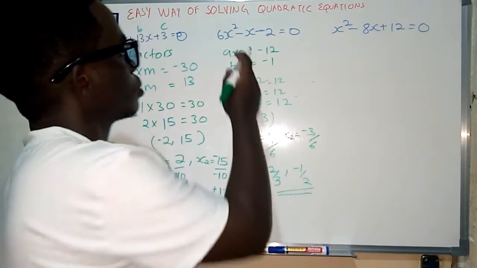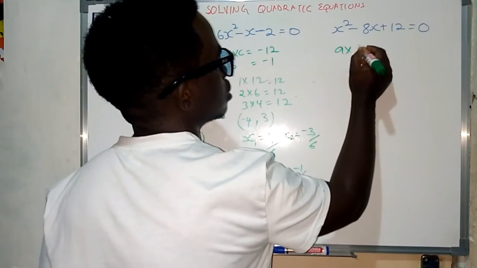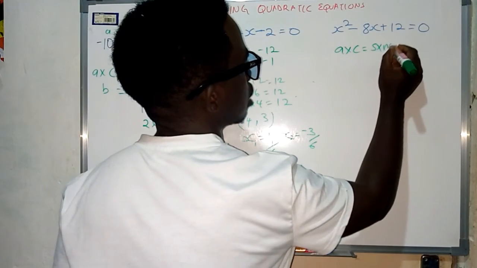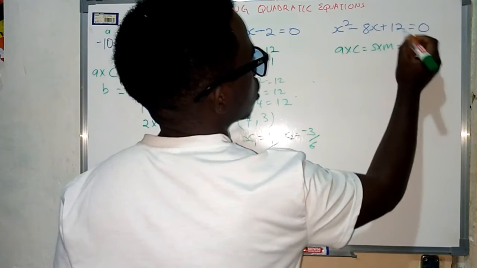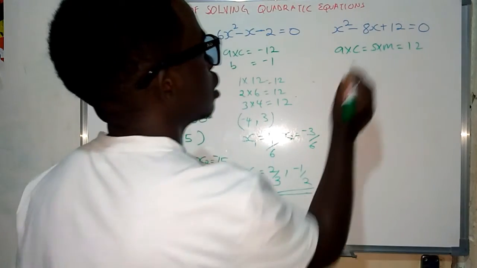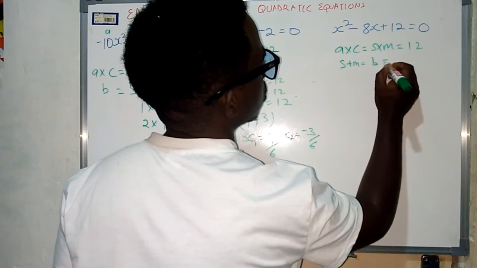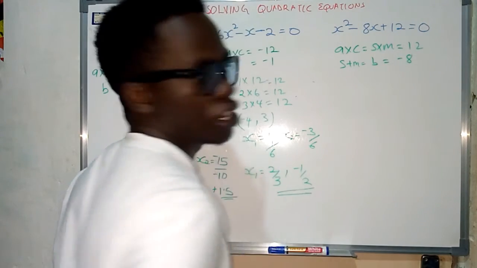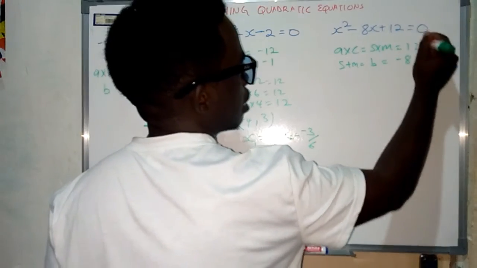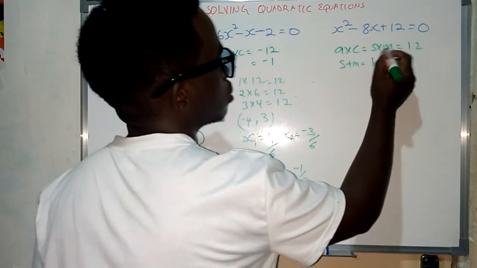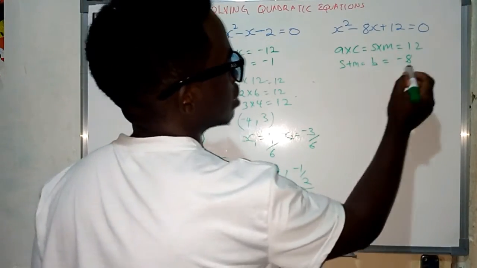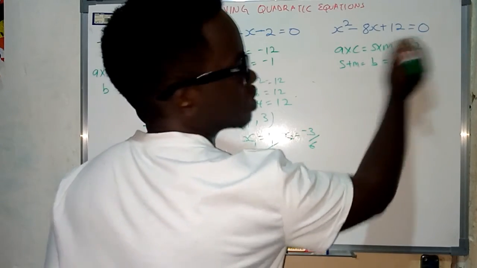For this third one, I'm going to use the same method. A times c, the product, is 1 times 12, which is 12. Now the sum, which is b, is negative 8. I look for two numbers which, when multiplied, I get 12, and if I add the two numbers, I get negative 8. So I'm going for the factors of 12.